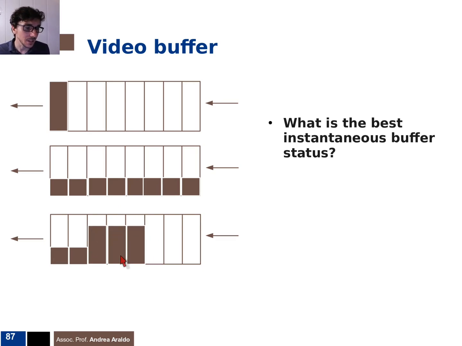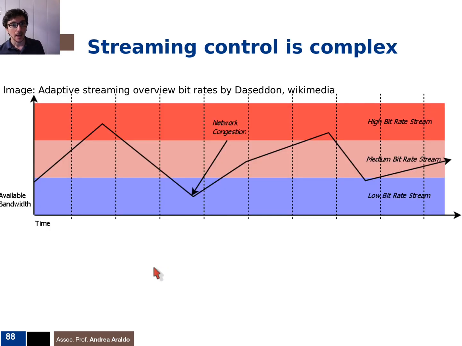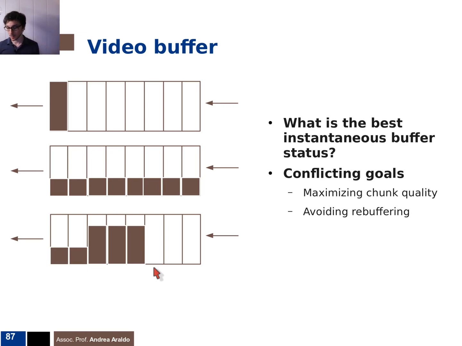So the third buffer is the best of the three, because we have enough chunks in the buffer, so we don't incur the risk of rebuffering, and also we are exploiting the available capacity by downloading high resolution chunks. So we would like an algorithm that is able to always have this kind of buffer here. And this is where adaptive bitrate streaming comes into play. Adaptive bitrate streaming is a mechanism that runs in the video client and that determines at which quality the video client should request the next chunk.